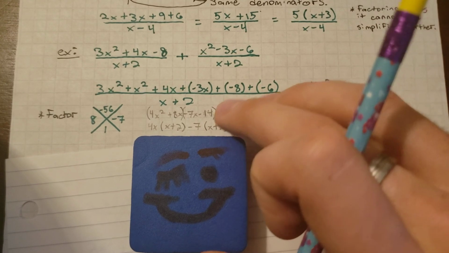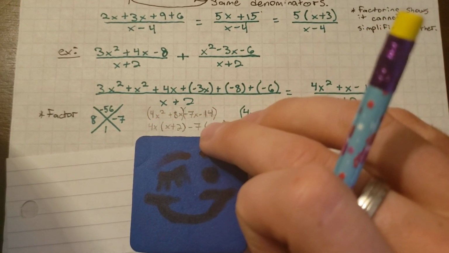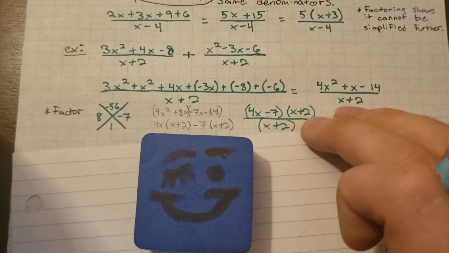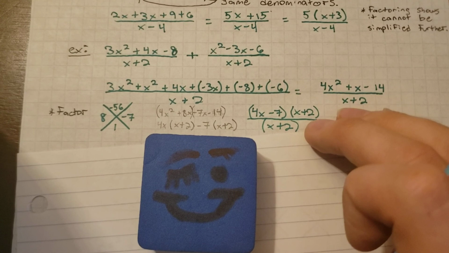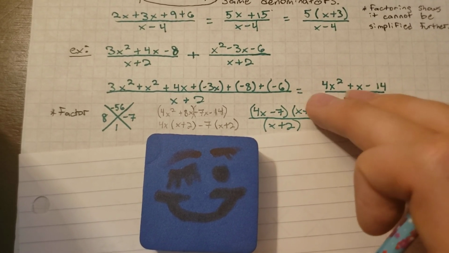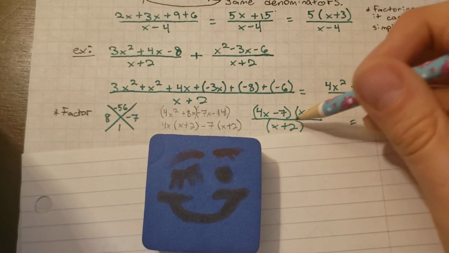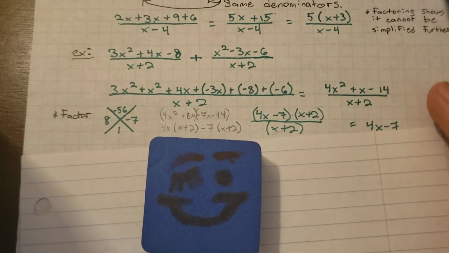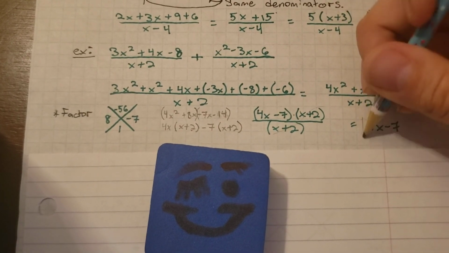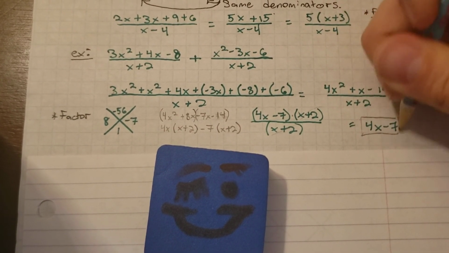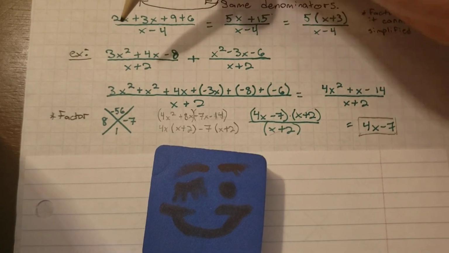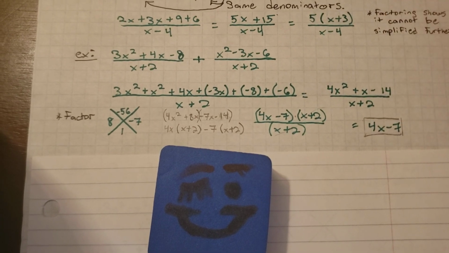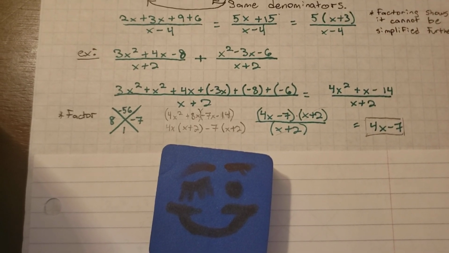Now, these two, x plus 2 and 4x minus 7, are my factors of this quadratic. So I've got 4x minus 7 times x plus 2 over x plus 2. Now I can cross these two out because they're being multiplied, so I can just divide, right? Division undoes it, leaving me with my answer, 4x minus 7. So this equals this. Pretty cool, huh?